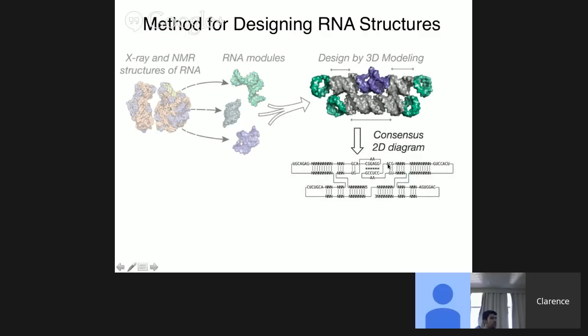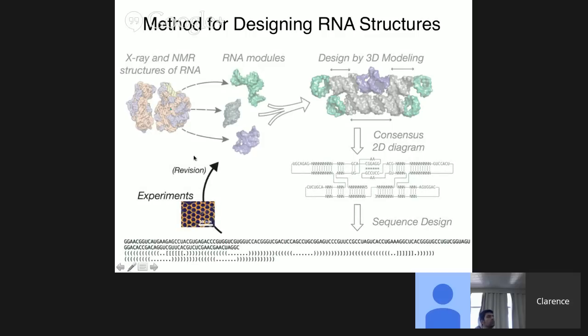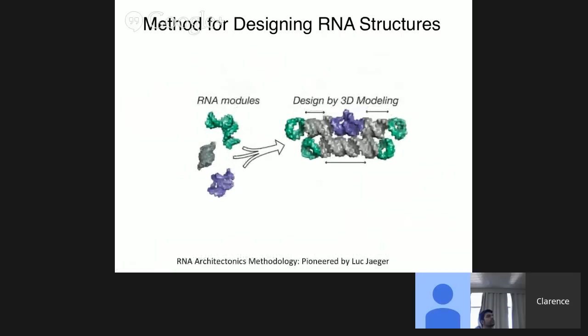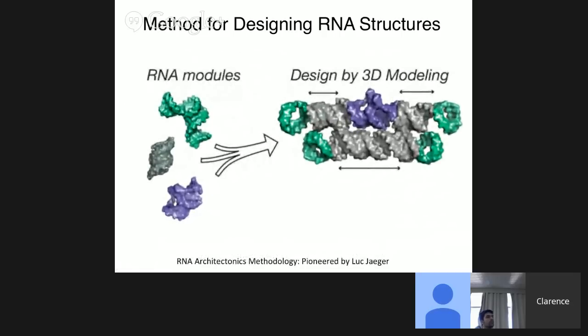And then you send this out to an algorithm or maybe to Eterna players who will fill in all the blanks with some sequence that will fold happily into that design. Then it comes back to us, and we do experiments, try to characterize what comes out of it, and then maybe we have to revise and go through the cycle. We call this the RNA architectonics methodology, and this was pioneered by my PhD advisor, Luke Yeager. And here, I'll just show a little movie which shows how we go from RNA modules to a three-dimensional design.